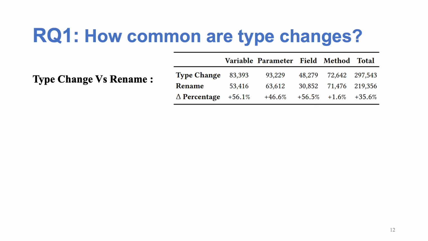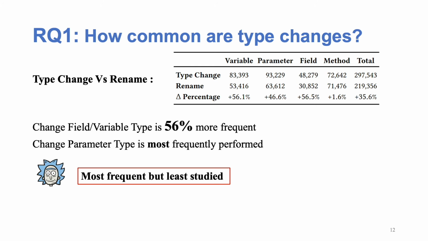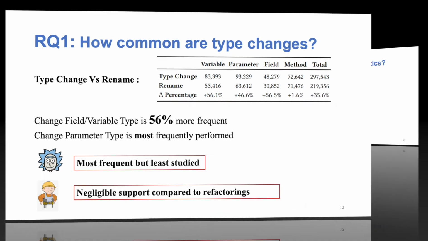We can see that type changes are performed more often than renaming across all the kinds. This highlights the prevalence of type changes in practice. While it is so frequent, type changes have not enjoyed enough attention from researchers. It also has negligible automation compared to other refactorings like rename, move, or extract.